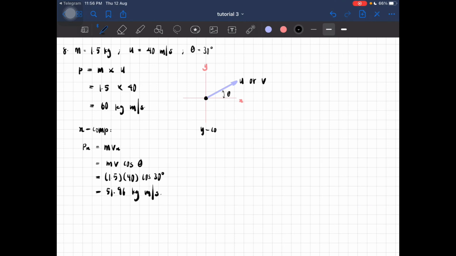And then for y component, py equals mvy, or uy also can. So since the angle is at the opposite of the y-axis, we are using sine theta. Okay, so 1.5, v is 40 sine 30 degree. You'll then get the vertical component to be 30 kilogram meter per second. So that is your question number 8.